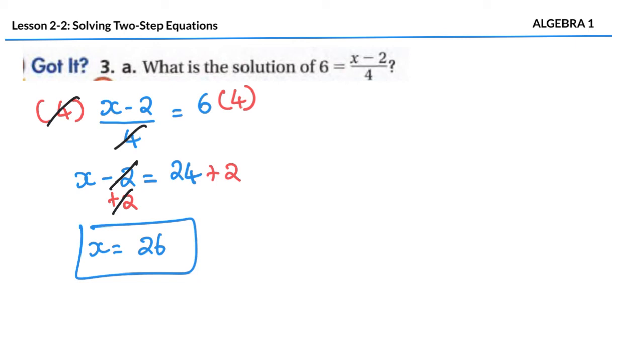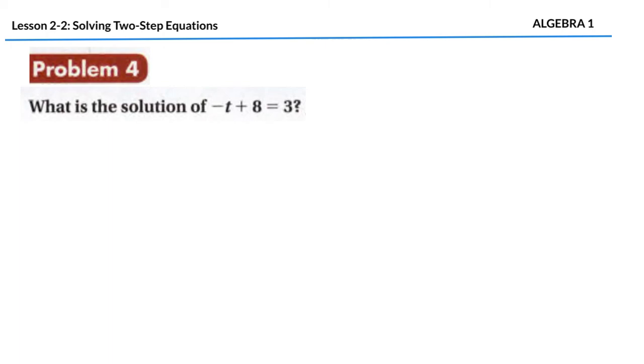Let's try another one. Let's try this. What is the solution of minus t plus 8 is equal to 3? Let's rewrite this equation over here. If you observe, the t has no number with it, no coefficient. So if there's no coefficient written, what is the coefficient? It's 1. Remember that from here onwards.